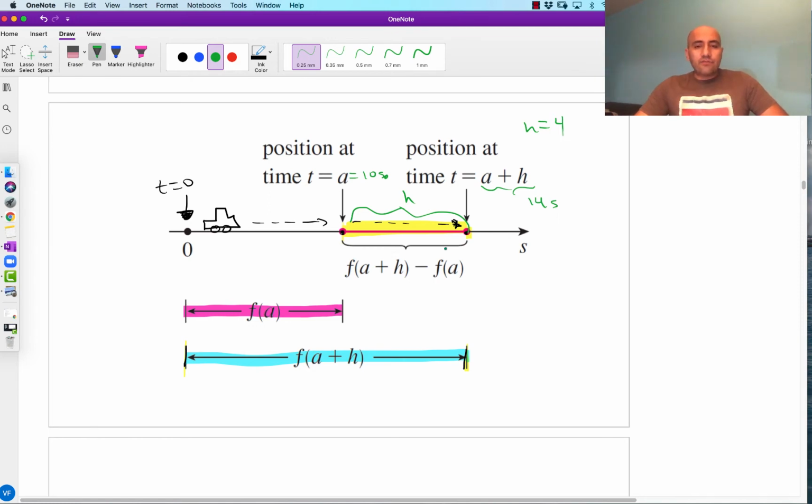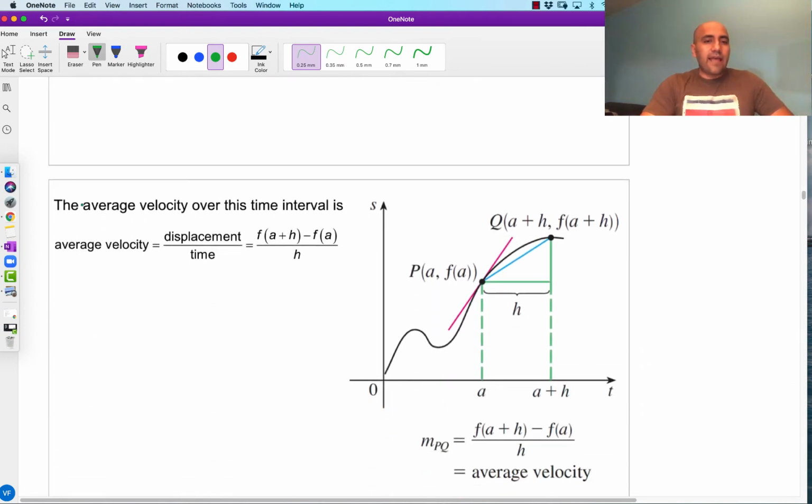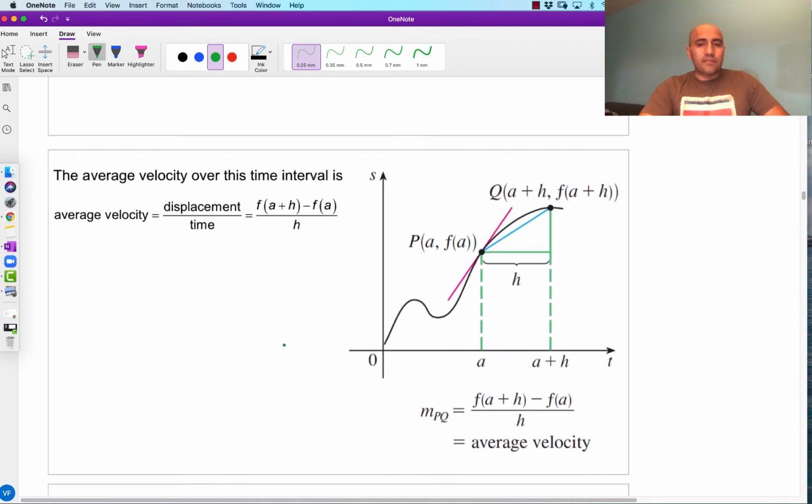So the average velocity in this time interval is going to be the distance traveled, which is this red part, divided by h. That's what this is pointing out. The average velocity over this time interval is the displacement, the subtraction of those two, divided by h. And that's average velocity.